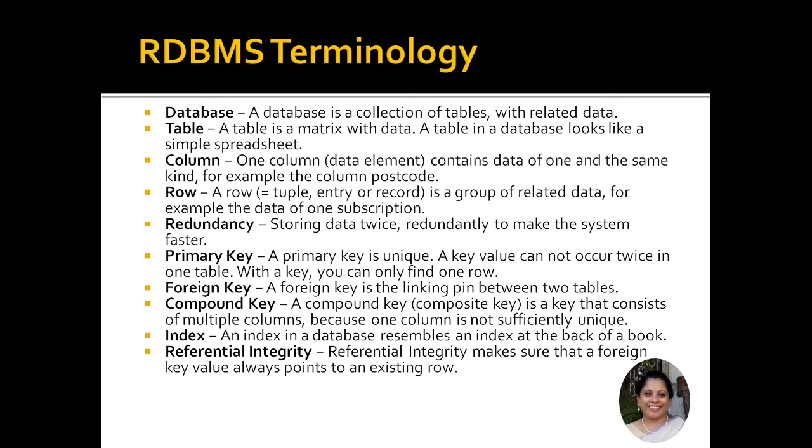Then index. An index in a database resembles an index at the back of a book. Then referential integrity. It makes sure that the foreign key value always points to an existing row. So if I am giving a reference of the roll number in the teacher's table, then I have to check whether it is pointing to that particular existing row. So if I am giving references, I should follow referential integrity.